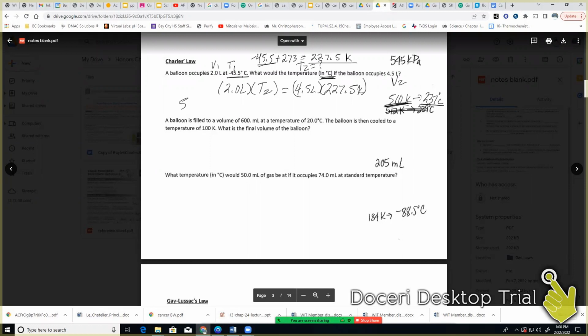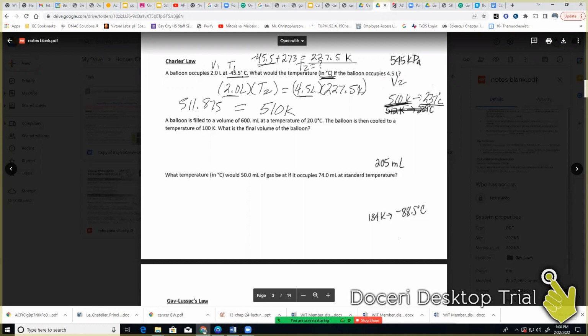So at this point, I got this. What you got? But it can only have 2 sig figs because this is only 2 sig figs in this. So this would become 510. Okay. And then when I do 510 minus 273, I get 237. What are you getting right there? Did you find it? All right. Any questions on that?